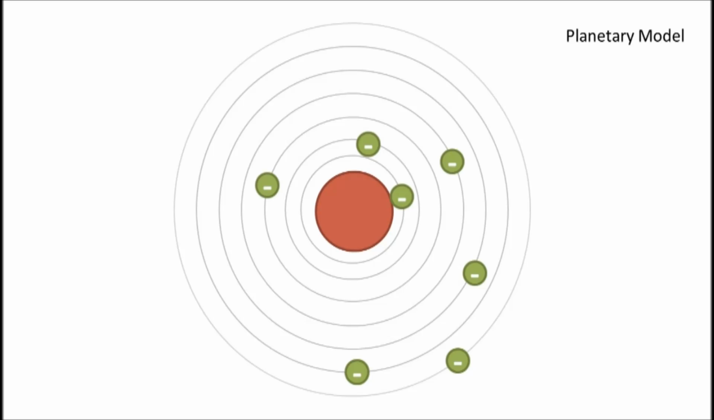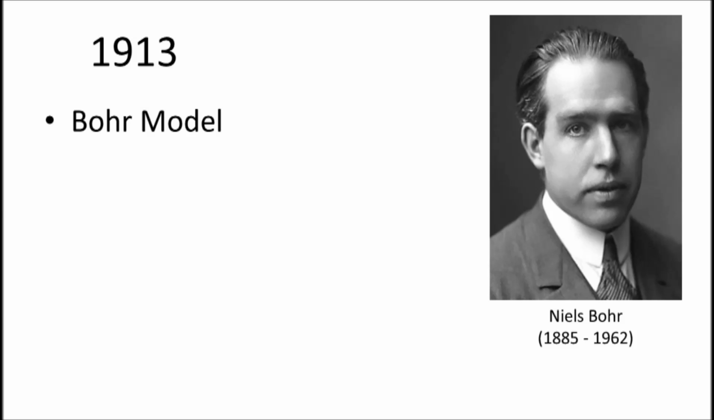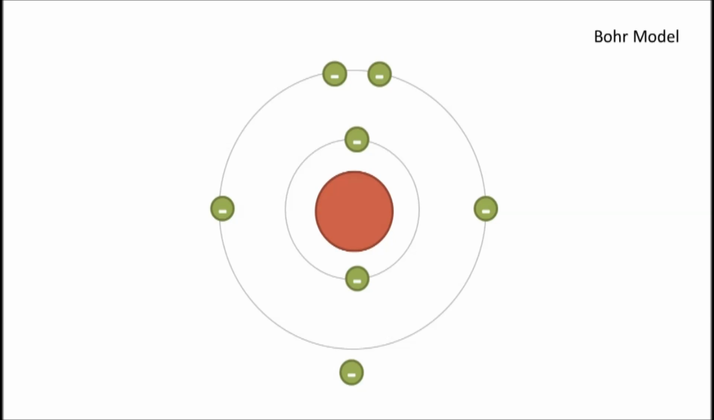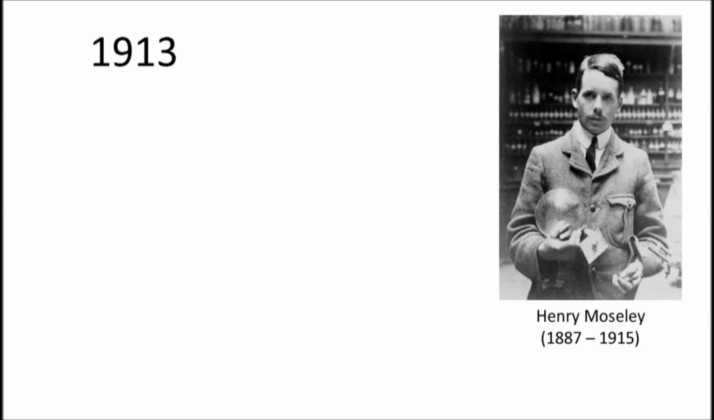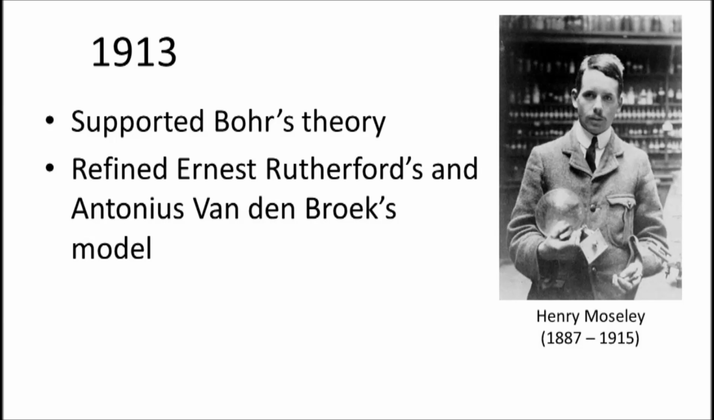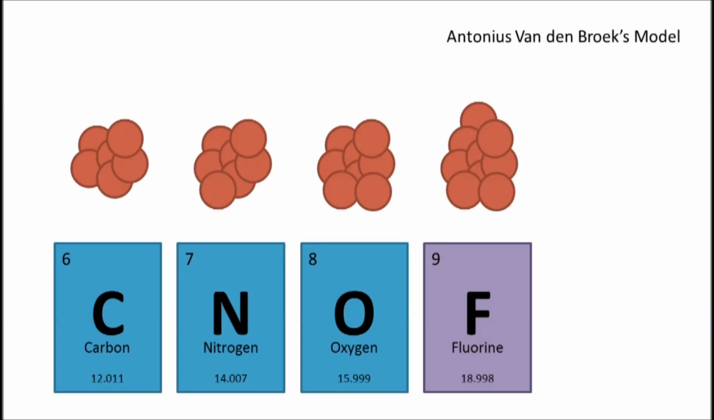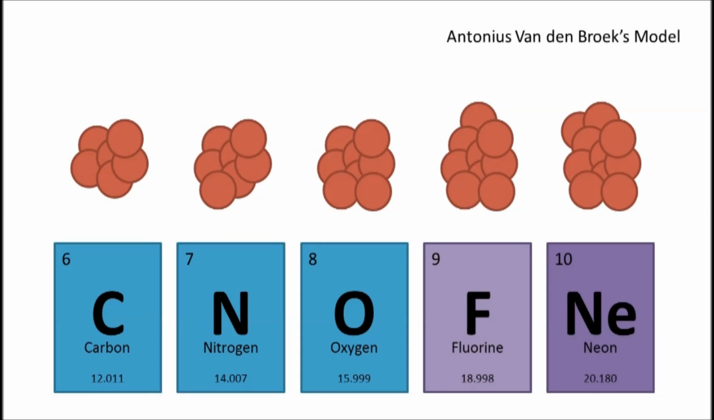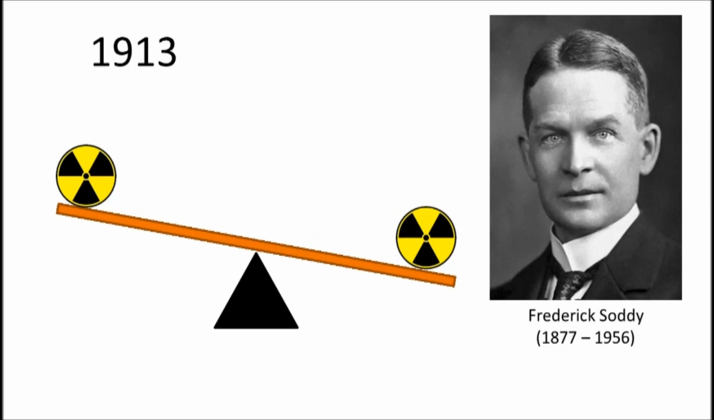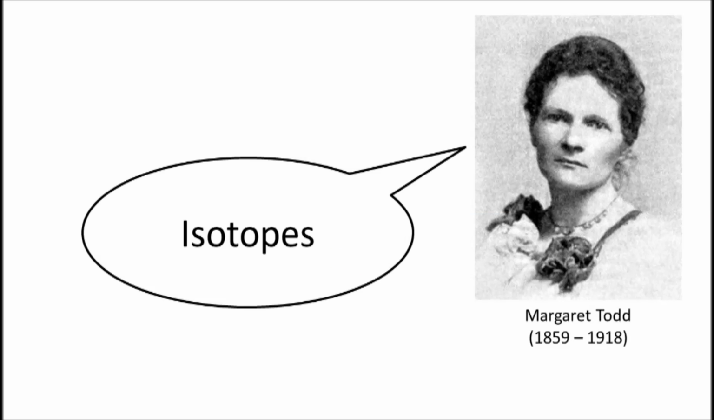The planetary model was updated in 1913 by Niels Bohr, who proposed a model that the electrons of an atom orbit the nucleus, but could only do so in a finite number of orbits. Later in 1913, Henry Moseley provided additional evidence supporting Niels Bohr's theory, which also refined Ernest Rutherford's and Antonius van den Broek's model, which proposed that an atom's nucleus contains a number of positive charges equal to its atomic number. In the same year, radiochemist Frederick Soddy experimented with products of radioactive decay and discovered that radioactive elements contain more than one type of atom with the same chemical properties but different atomic mass. Margaret Todd suggested naming them isotopes.